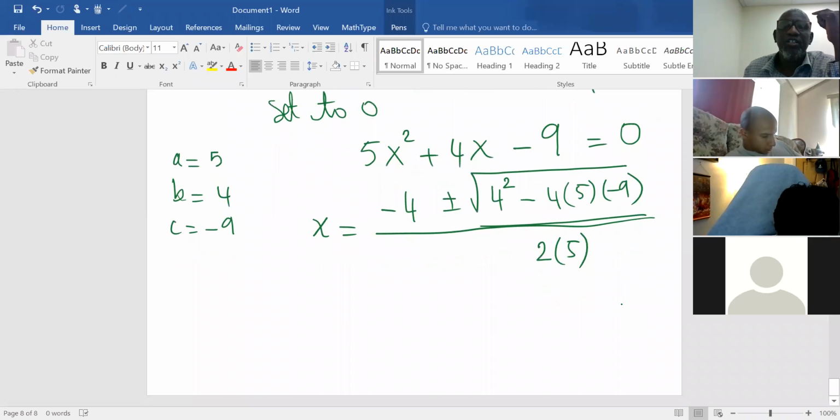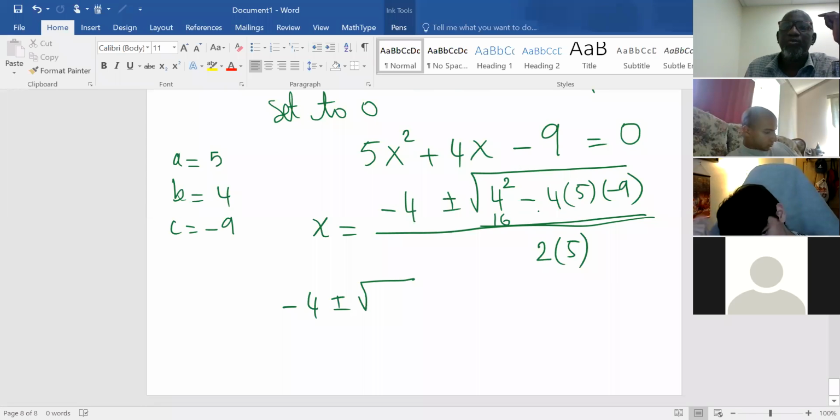So this is going to be negative 4 plus or minus square root. I have to use my calculator. This is 16 right here, plus, because the 2 minuses combine to a plus, 180. This is 196, all over 10.